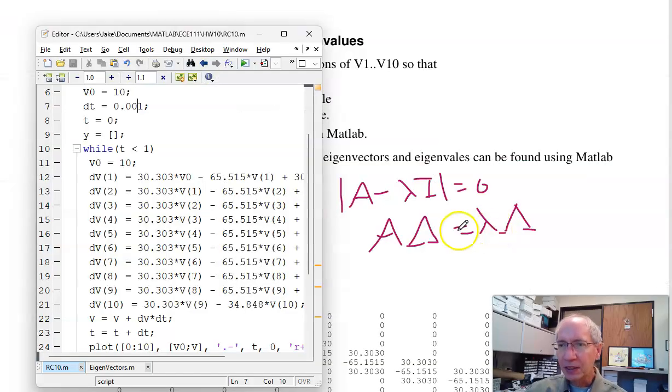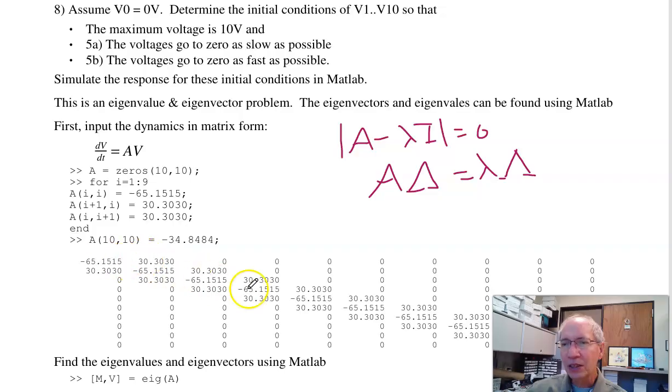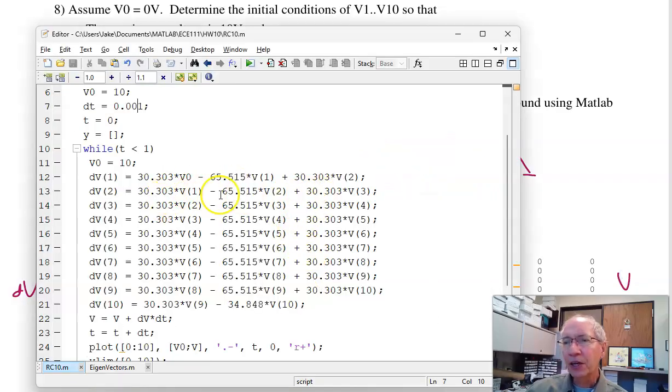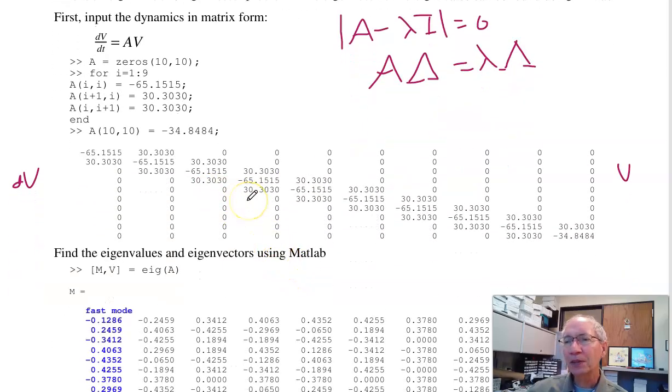Now, if I take the differential equations for this system and put it in matrix form, notice that dV1 is minus 60.5 V1, dV2 minus 60.5 V2, dV3 minus 60.5 V3. This is diagonal, minus 60.5 on the diagonal. So your dV is that times V. The off-diagonal entries are 30.3, 1 and 3 for 2, 2 and 4 for 3. The off-diagonal is 30.3. Put that in matrix form, I get a 10 by 10 matrix.